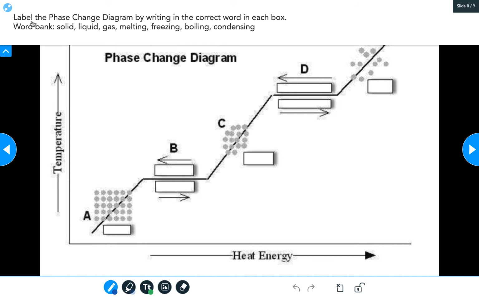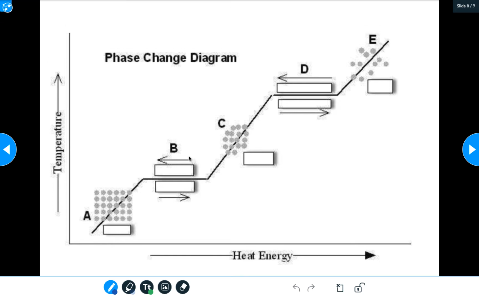You can see the directions. Label the phase change diagram by writing in the correct word in each box. The word bank is solid, liquid, gas, melting, freezing, boiling, and condensing. Okay, so if we want to fill this in, what does this look like?